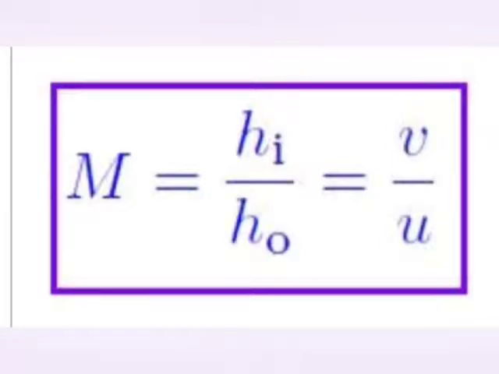As usual, the expression for magnification is size of image upon size of object, but in terms of u and v, we can say that magnification is equal to v by u.